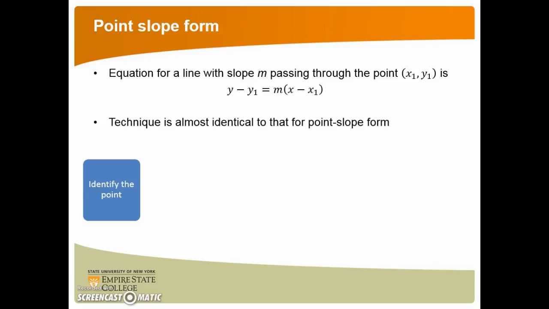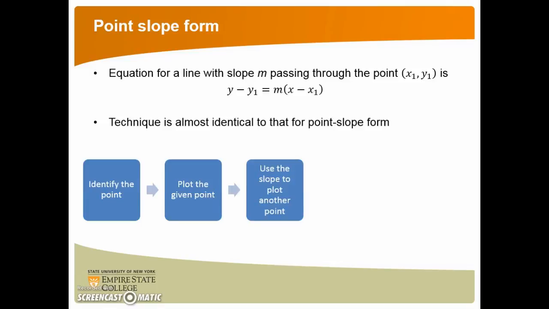First, we need to identify the coordinates of the point. Remember that there are minus signs built into the equation, so we need to change the signs. We plot the point we are given. Use the slope to find a second point on the line.